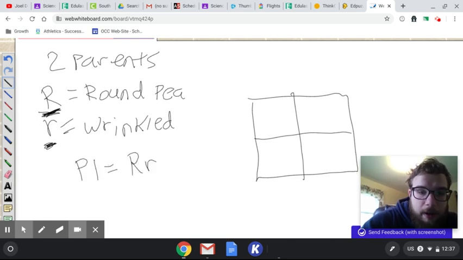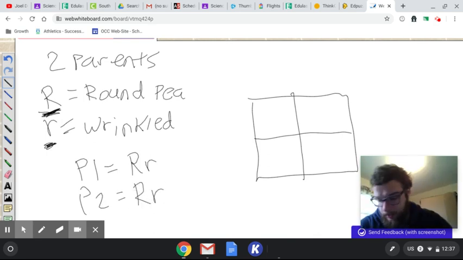equals big R, little r. And then P2, they are big R, little r as well. And again, if you have no idea where I'm getting this, I'm at 341 right now in your textbook.